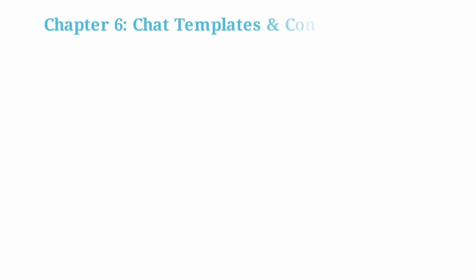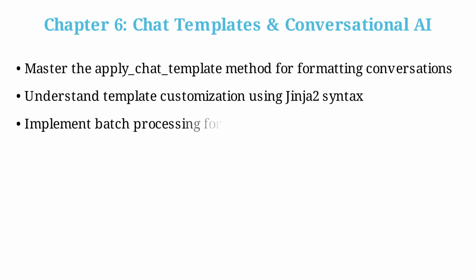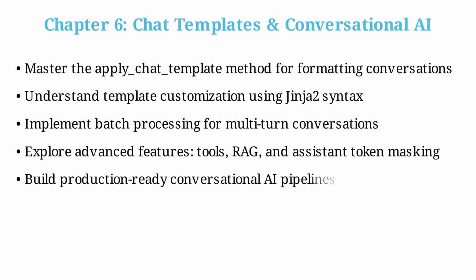Welcome to Chapter 6, where we're diving into chat templates and conversational AI. In this chapter, we'll master the apply chat template method for formatting conversations, understand template customization using Jinja 2 syntax, implement batch processing for multi-turn conversations, explore advanced features like tools, RAG, and assistant token masking, and finally build production-ready conversational AI pipelines. These are essential skills for anyone working with modern language models.